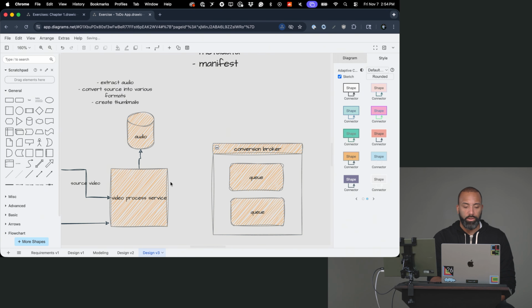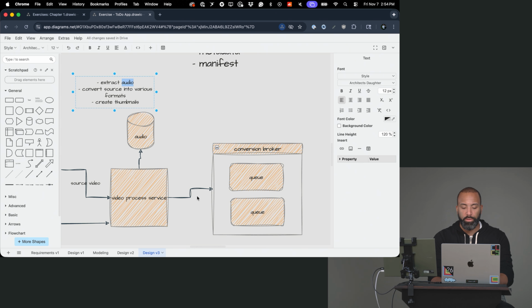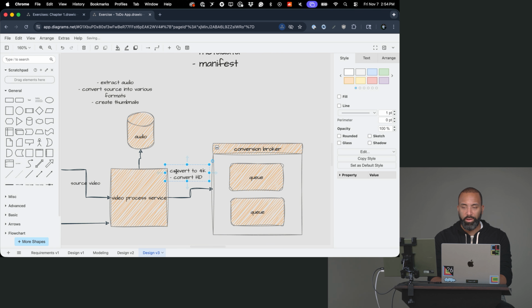Pretty good. So now, this is going to pass it some jobs. We'll just list what those jobs are. So it's going to say convert to 4K, convert to HD, something like that. We're cheating a lot, but it's okay, et cetera, et cetera.